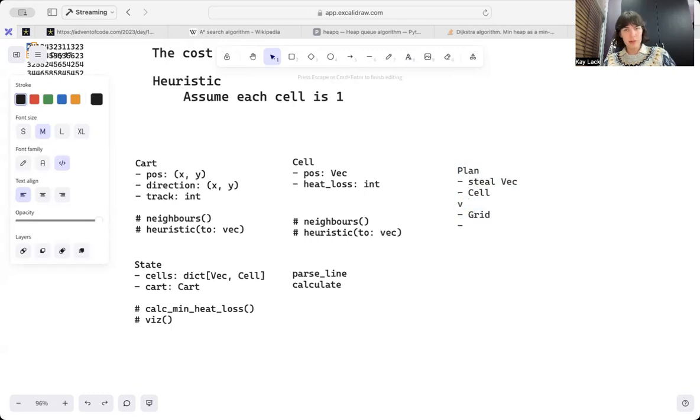We want to verify, what do we want to verify? This we don't. Okay, grid, that. This we want to verify the neighbors, heuristic, state.